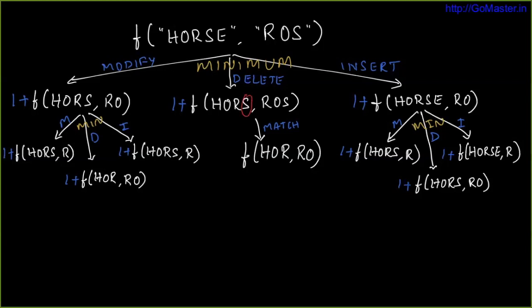We have both of these characters which are same, right? So when they're same, there is no point in actually replacing this character S with S, which doesn't make sense. So we don't need an operation. We can just have that S and then solve for the problem HOR transforming it into RO, right?